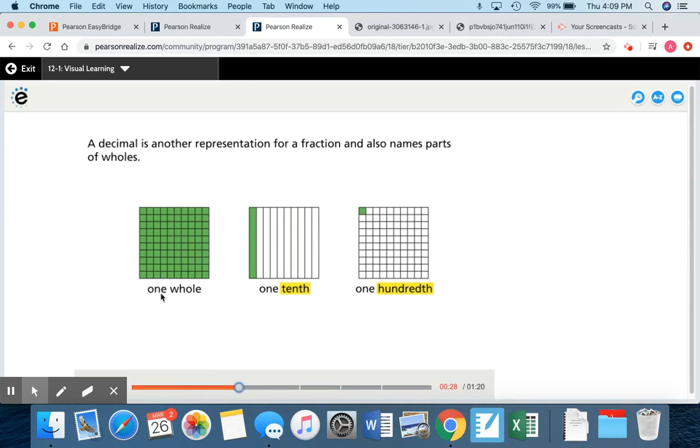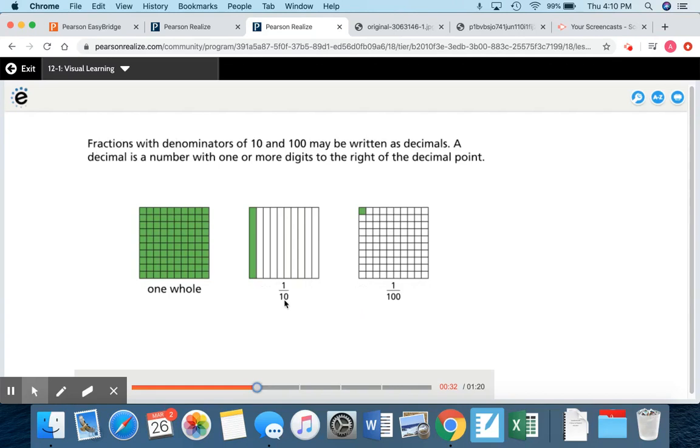And the first model is a model of one whole because one whole is shaded in. The second model has one whole that's broken up into 10 equal parts. So if you just shade in one of those, then that's shading 1/10. And we know as a fraction how to write 1/10 is 1/10.